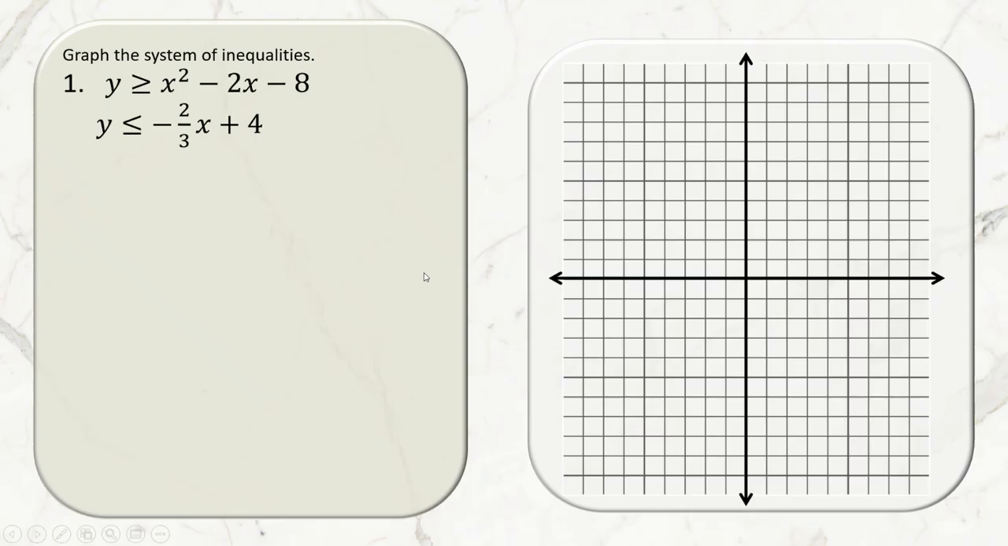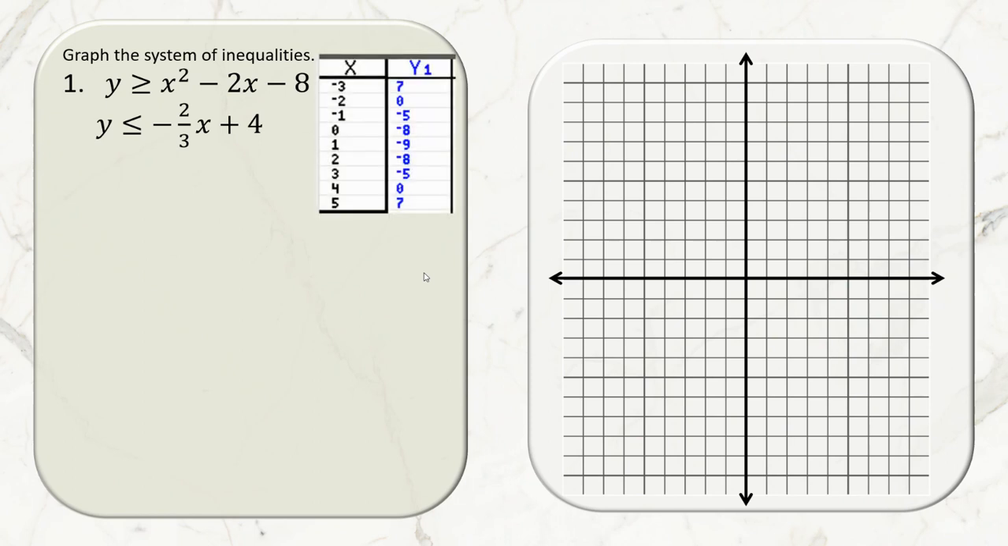Okay, for the first system, we're looking at y is greater than or equal to x squared minus 2x minus 8. Okay, again, we know that this is going to be a parabola. So what we can do is we can put this into our calculator.